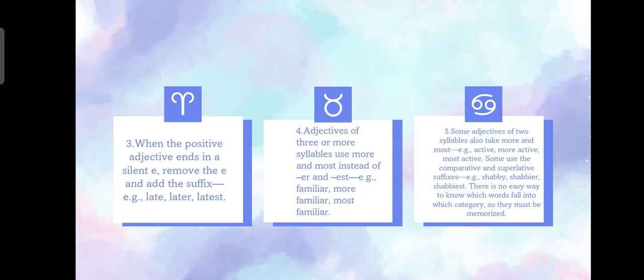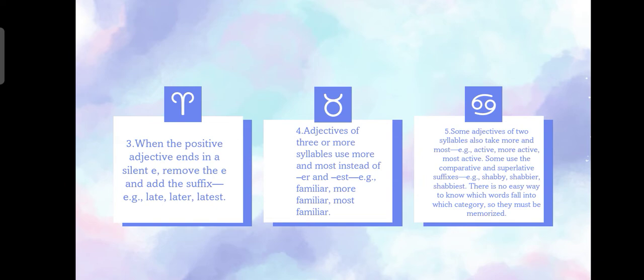Thirdly, when the positive adjective ends in a silent E, remove the E and add the suffix. The example: late, later, latest. Fourthly, adjectives of three or more syllables use more and most instead of -er and -est. The example: familiar, more familiar, and most familiar. So the last, some adjectives of two syllables also take more and most. The example: active, more active, and most active.